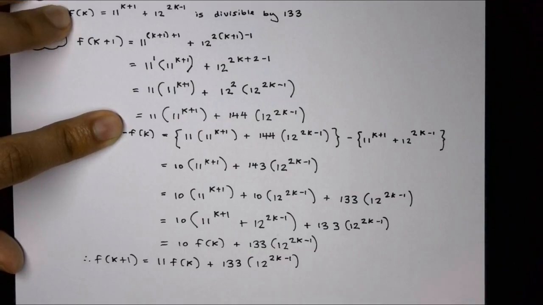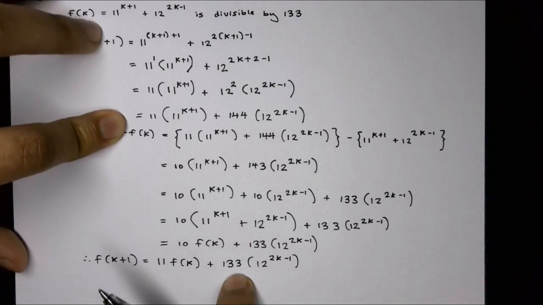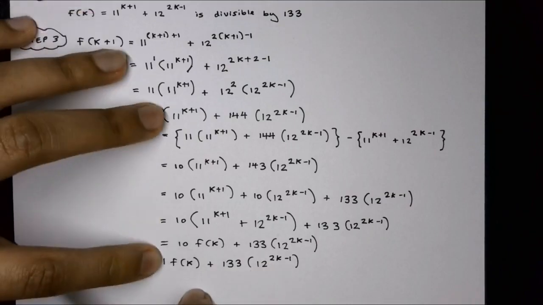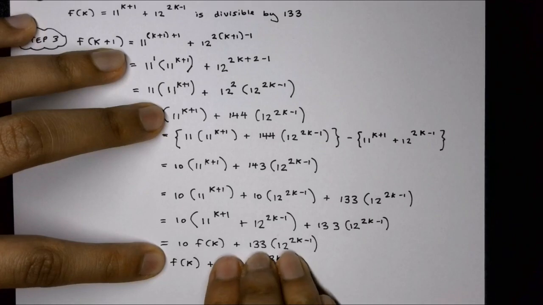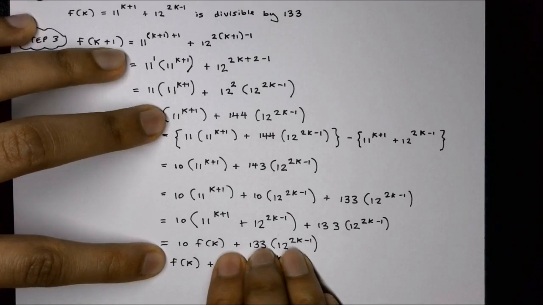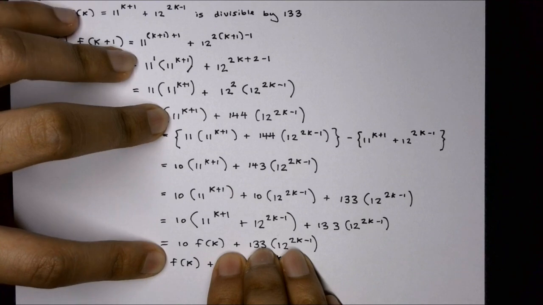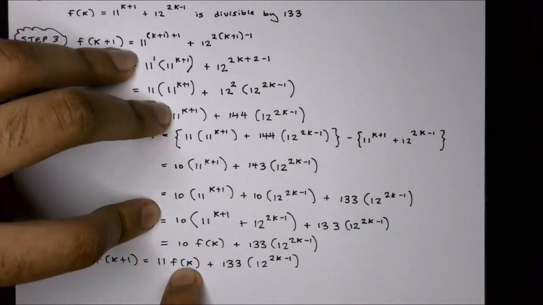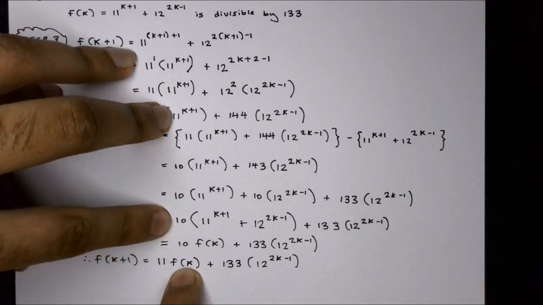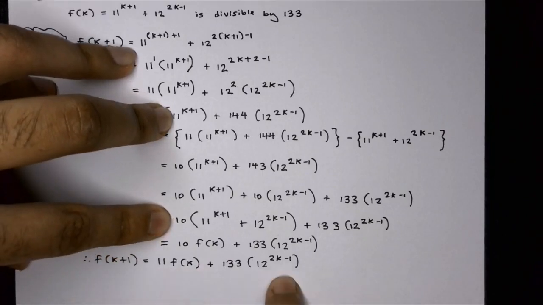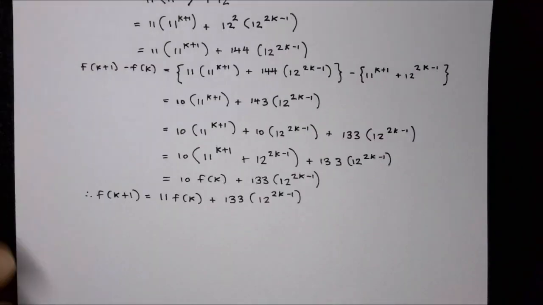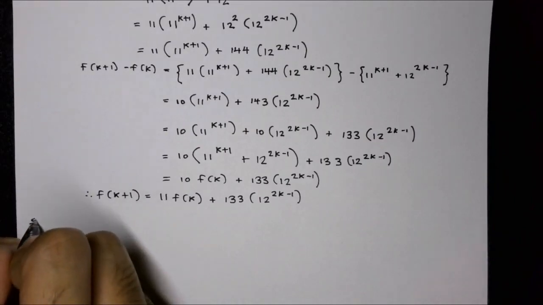Why is that? Well, clearly this result here is going to be divisible by 133. We've got 133 times something, that's going to be divisible by 133. We've assumed over here f of k is divisible by 133, and that's from step 2 over here. So 11 times by something divisible by 133 will also be divisible by 133. So this entire thing is divisible by 133. And therefore, we now need to move on to our fourth step, the conclusion step.